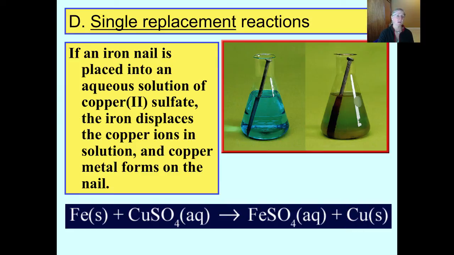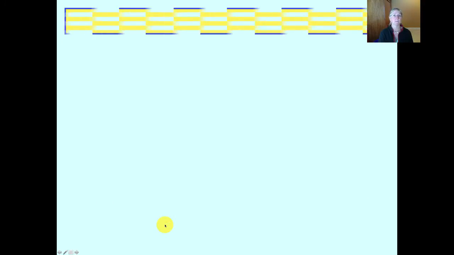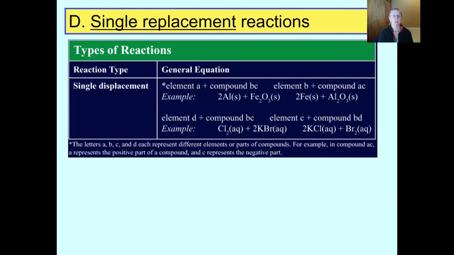Notice that iron is a metal, copper is a metal, and metals can only ever replace other metals. So if you are trying to figure out how to write these equations as we get more adept at them, metals replace other metals. The iron could not take the place of the sulfate. Single replacement reactions are always going to be an element and a compound on the left make an element and a compound on the right.